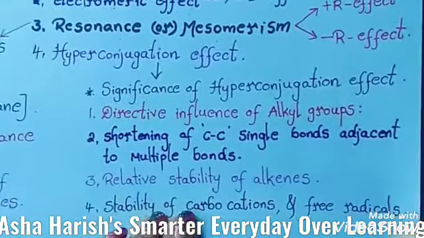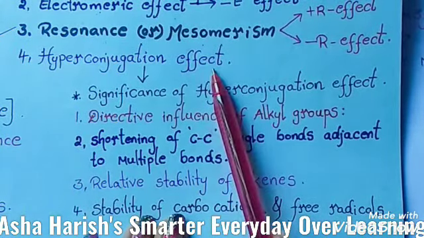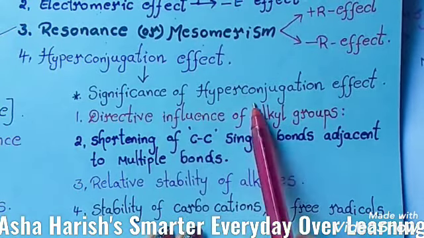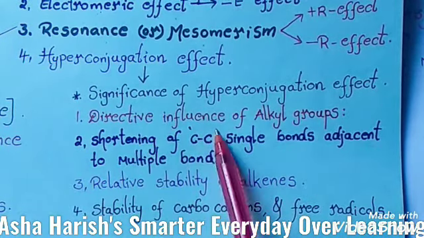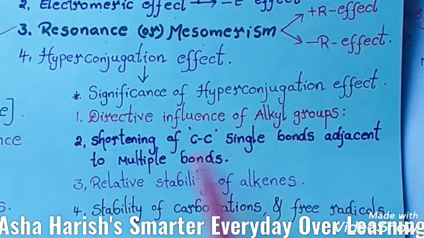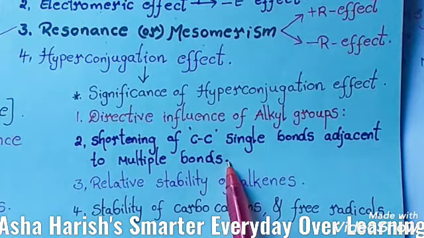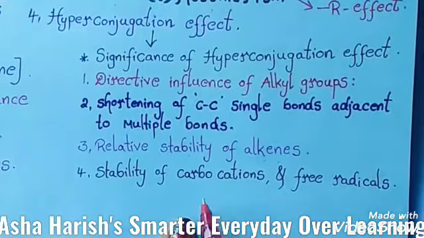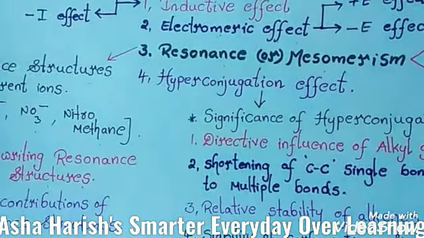And the last one, the fourth one, is the hyperconjugation effect. In this hyperconjugation effect, what are the subtopics you are going to learn? Those are the significance of the hyperconjugation effect, and here four types are there: directive influence of alkyl groups, shortening of carbon-carbon single bonds adjacent to multiple bonds, relative stability of alkenes, and stability of carbocations and free radicals. Okay students, this is the complete mind map.